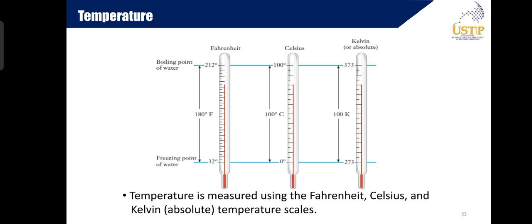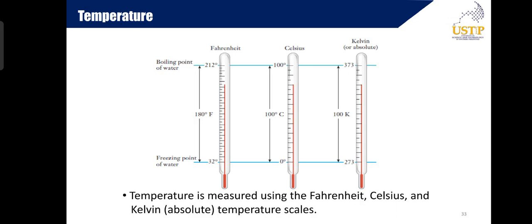So for the temperature, there are three scales. As we can see, these are the Fahrenheit, the Celsius, and the Kelvin, which is the absolute temperature scale. So when you say zero for the temperature, it has to be 0 Kelvin as the absolute temperature that is being accepted in the SI units.